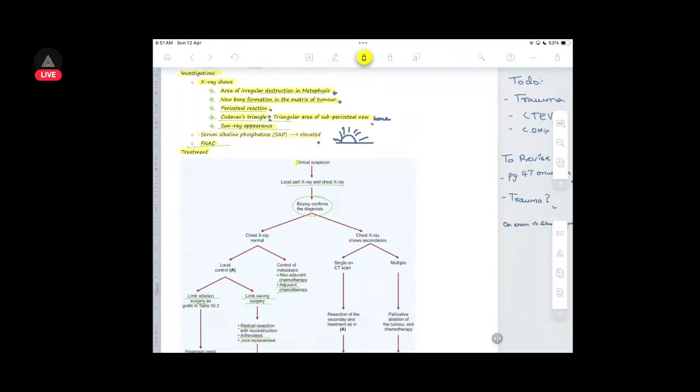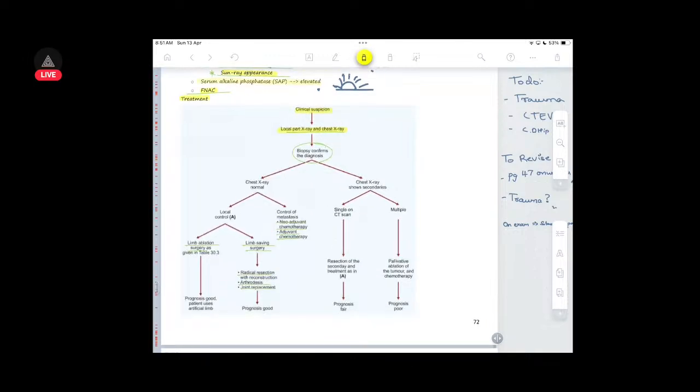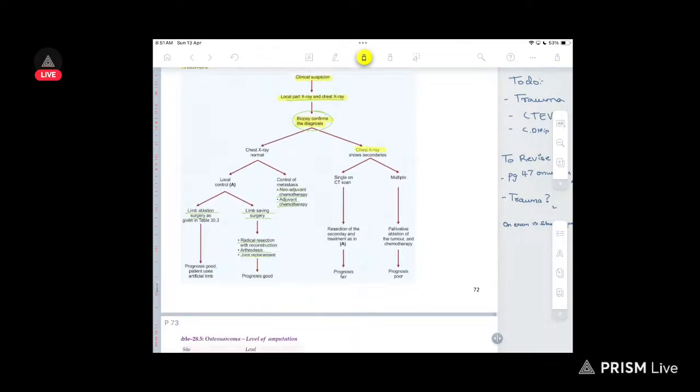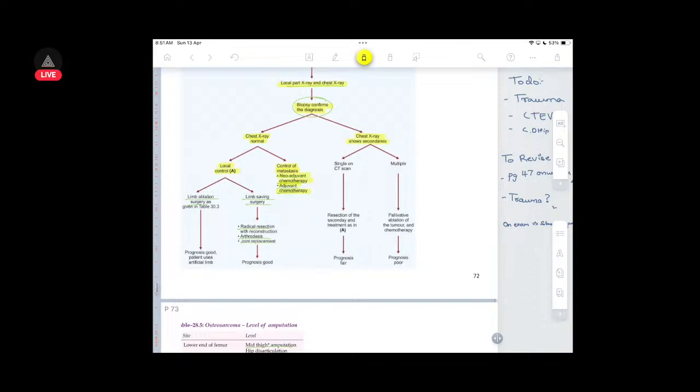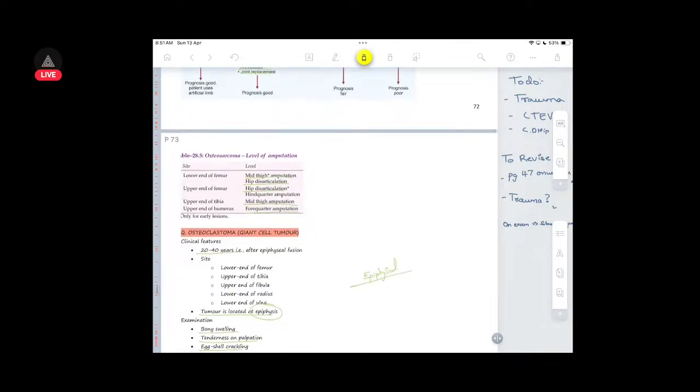So treatment, you have clinical suspicion. If there is, then you take a local x-ray and a chest x-ray, and you do a biopsy to confirm the diagnosis. The chest x-ray can show secondaries, or it can be normal. If it is normal, you have to do local control. If it is not normal, you have to do local control first of all, and then you control the metastasis. Neoadjuvant chemotherapy and adjuvant chemotherapy, you have to give chemotherapy no matter what. Then local control, you have to do ablation, limb surgery as given here.